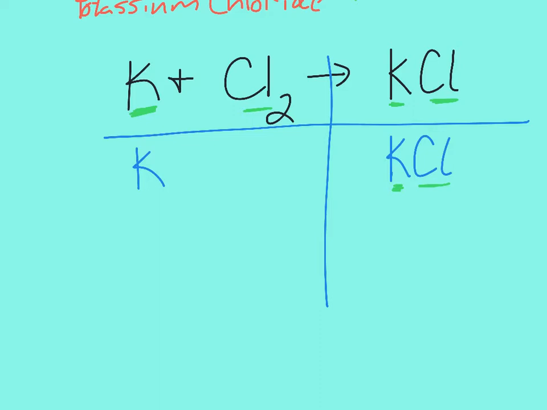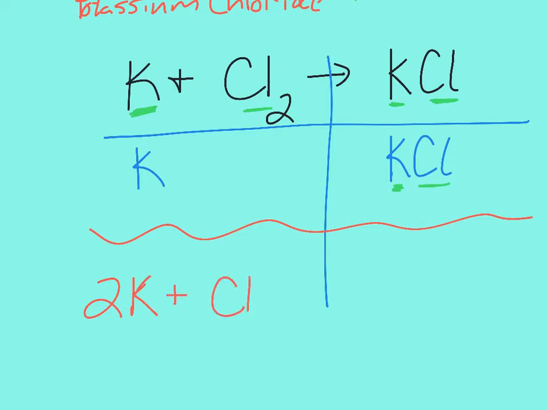So when we're all done, what do we have as a balanced chemical equation? I need 2 of my potassiums. I need 1 of the chlorine gas, and I don't have to write the 1. And I need 2 of the potassium chlorides. And we've answered all of the questions for that particular example. Let's try another one.